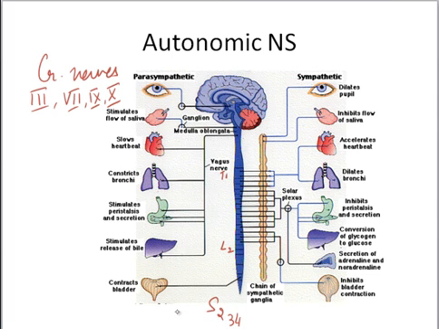So let me repeat this. What I'm trying to say is that the parasympathetic, the cranial component is in the brain, and in the brain it is associated with gray matter, which has to do with cranial nerves 3, 7, 9 and 10. And in the spinal cord, it is in the sacral 2, 3, 4 segments of the spinal cord. So that's the CNS component.